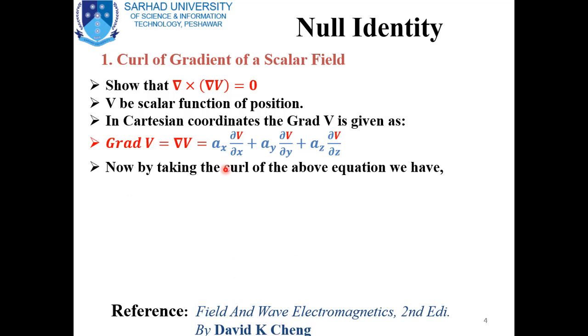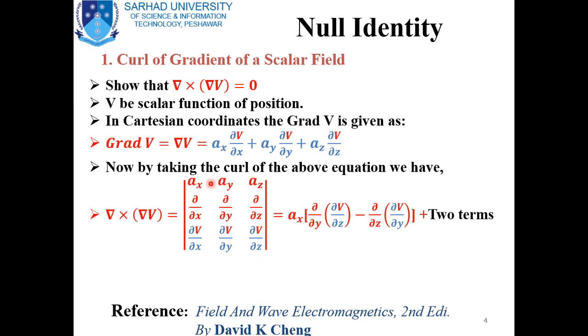Now we are going to take the curl of the above equation, and in Cartesian coordinates the curl of any vector can be written in determinant form. The first row is for the base unit vectors, which are ax, ay and az, and in the second row we write the operators, which are del over del x, del over del y and del over del z, and then we write the components of the gradient of a scalar function v, which are del v by del x, del v by del y and del v by del z.